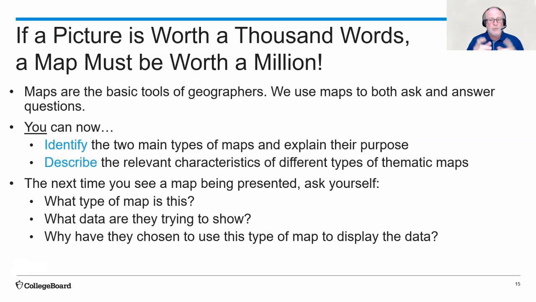And I also want to challenge you in your own life. Next time you're presented with a map, ask yourself, what type of map is this? What kind of information are they trying to show me? What kind of quantifiable data am I supposed to see on this map? And why have they chosen this type of map as opposed to one of the other kinds of thematic maps that they could have chosen, but they chose this one maybe because it has a different way of showing that data, that information.